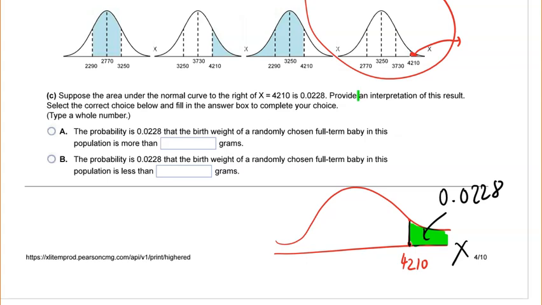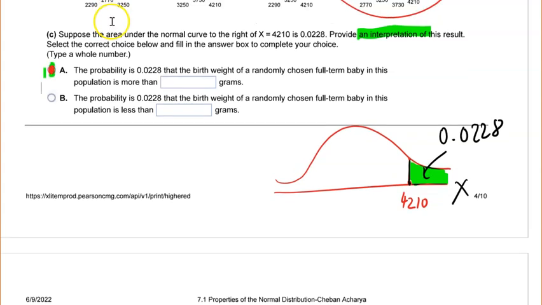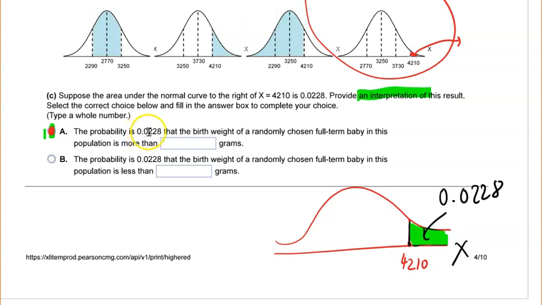In other words, what do you mean by the area to the right of 4,210 being this much? That means the probability. The area is always represented as a probability here, and in this case the answer is A. Read the statement: the probability is 0.0228 that the birth weight of a randomly chosen full-term baby in this population is more than 4,210 grams.